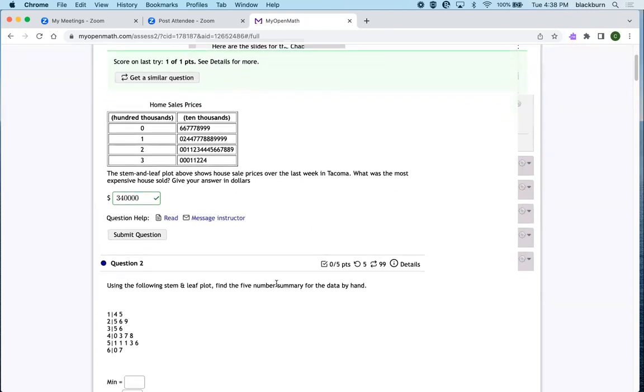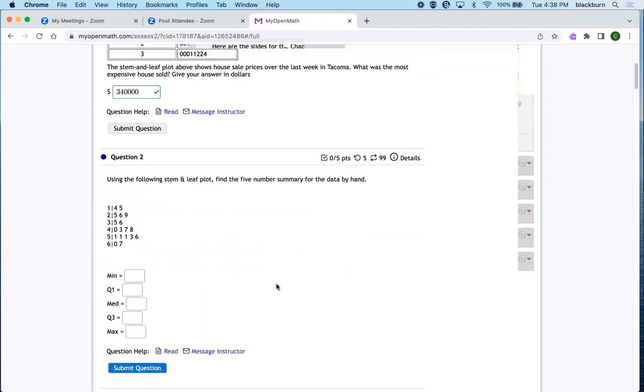And then, so we got a 5-number summary. The 5-number summary, remember, is the minimum value, right? So min stands for minimum.